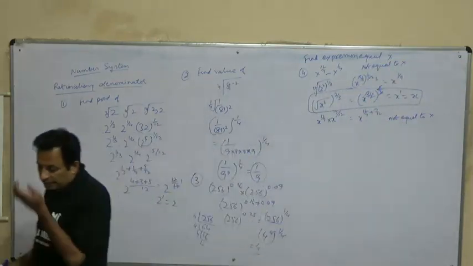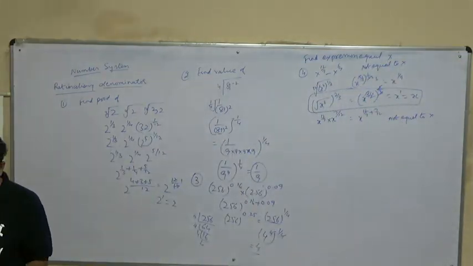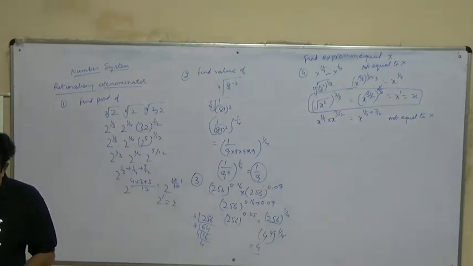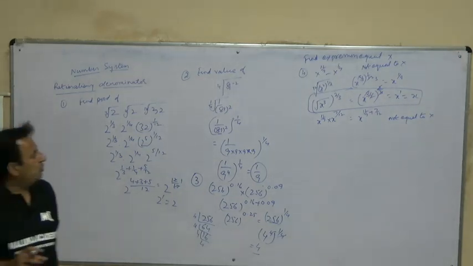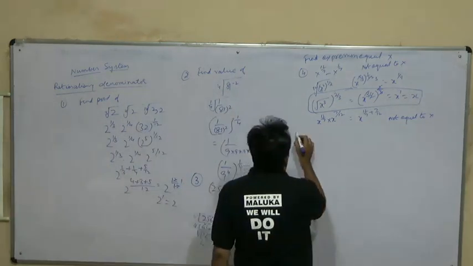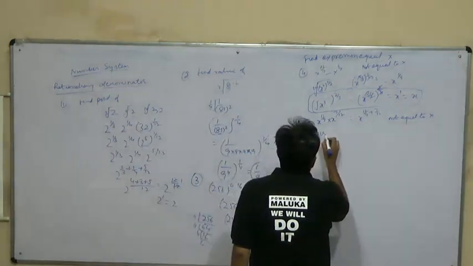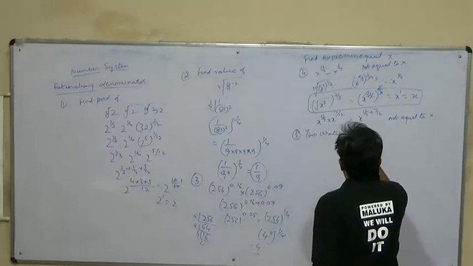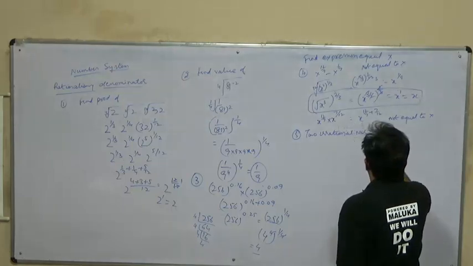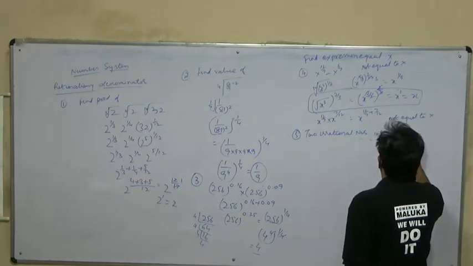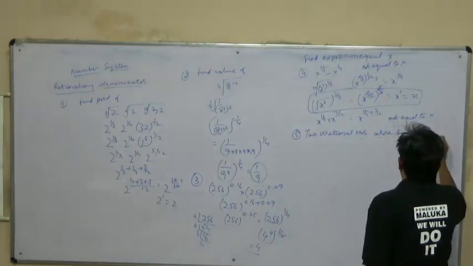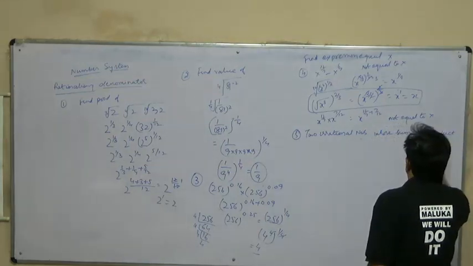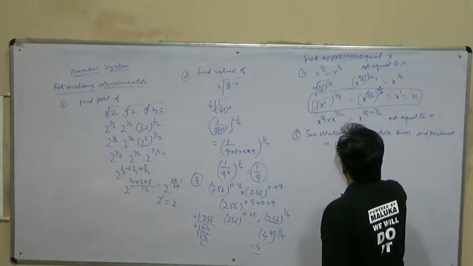Next is, we have to find there exist two irrational numbers whose sum and product is rational. So you want to find two irrational numbers whose sum and product is rational.